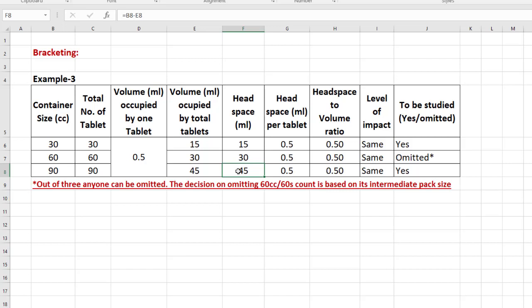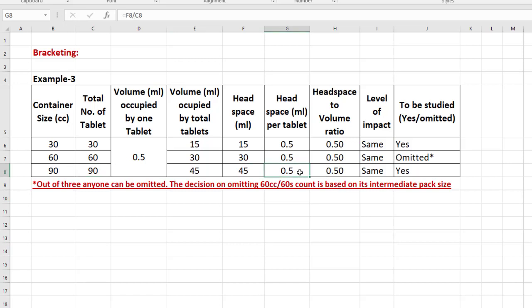Let us now calculate the headspace available in ml per tablet. So 15 ml of headspace available for 30 counts becomes 0.5 ml. 30 ml of headspace available for 60 counts, again it becomes 0.5 ml per tablet. The 45 ml of headspace is available for 90 tablets, and it again becomes 0.5 ml.